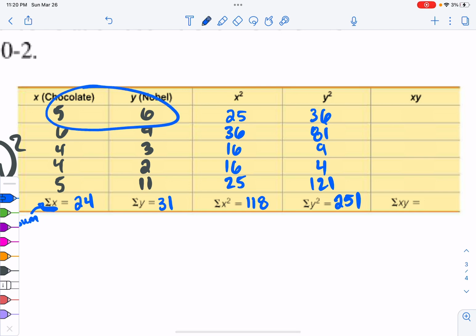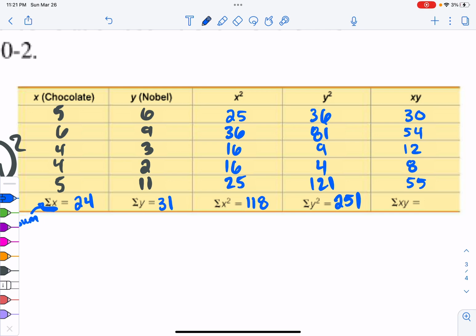All right, now the last column, they want me to take X times Y. So I'm multiplying these together. That first one is 30. Okay, 6 times 9 is 54. This is 12. This is 8. This is 55. And now I'm going to add that column up. And now we're going to plug into our calculator and get a number.